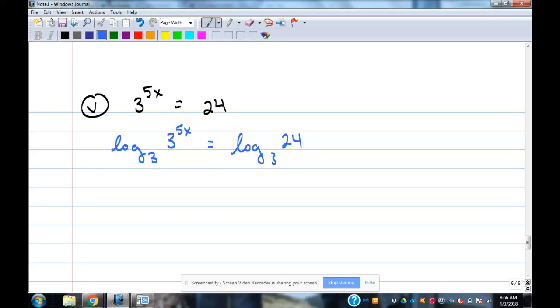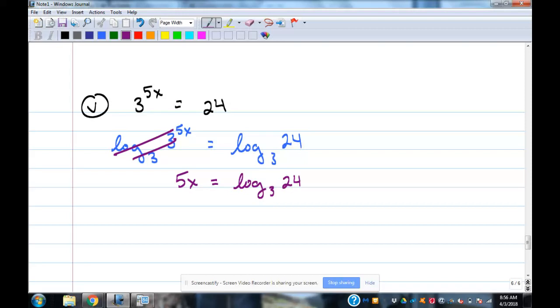On the left side, the log base 3 cancels out this 3, and it leaves us with 5x. On the right side, we're left with log base 3 of 24. That's just a number. It's a big, long decimal number, but it's a number, like 13 or something. It's weird looking, but it's a number. Can I get x by itself?